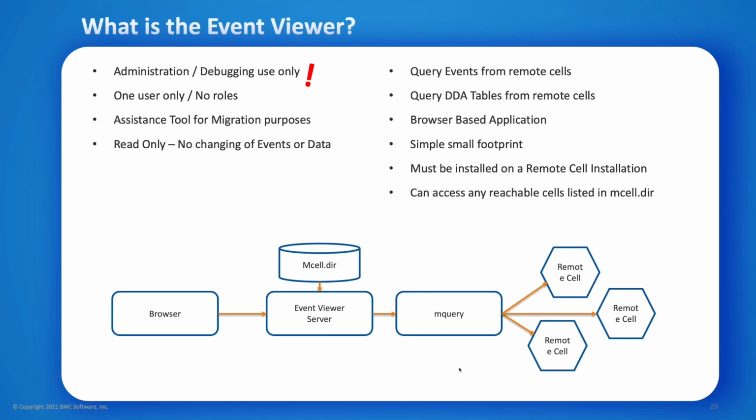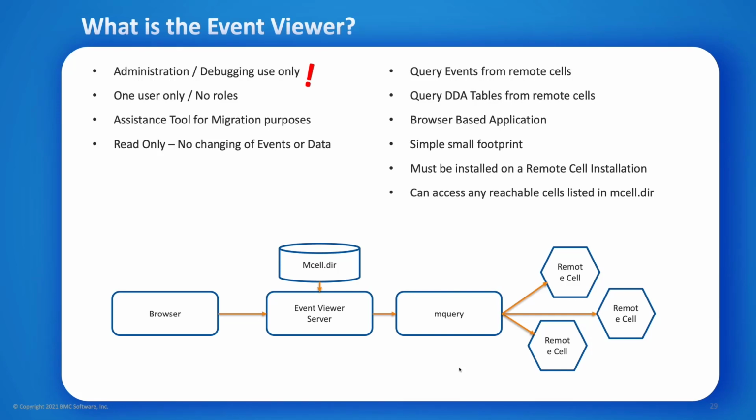As the exclamation mark shows, it is only for administration and debugging use. It's not for production, in the sense that you don't have your operators sitting in front of the cell viewer. It is really for administration purposes only. It's one user only, no roles. You log into the cell with a password, you can change the password, you can query the cells, you can see the events, but there's no role-based access control. It's for viewing the cells only. It's an assistant tool for the migration, that is it. And it's a read-only tool, so there's no changing of events or of the data.